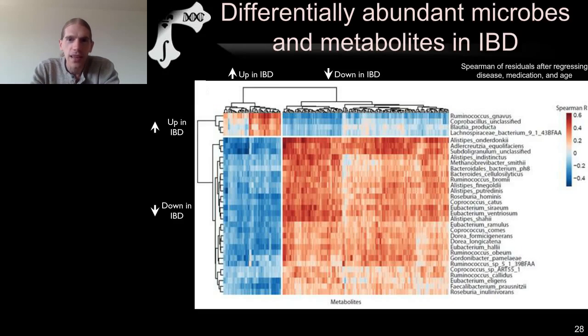So what you're looking at here is a correlation on rows between bugs and on columns between metabolites that are associated with each other over and above the amount that we'd expect just from the disease itself.